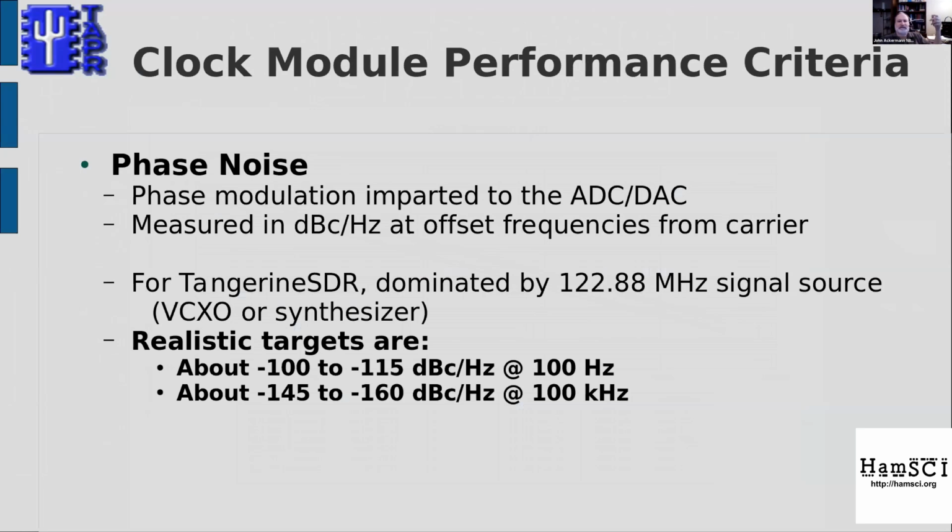In additional performance criteria, which frankly are easier to deal with, are the phase noise, which again is the modulation that's imparted onto essentially the local oscillator. In the Tangerine, that's really dominated by the 122.88 source. And there are realistic targets that we can achieve for about the same amount of money. We can't go much cheaper and have a system that works. That's about minus 100 to minus 115 decibels reference to the carrier at an offset of 100 hertz, and about a noise floor in the minus 145 to minus 160 range. There's not a huge difference in price between the better and worse points, but there are differences in capabilities, and we'll need to make some decisions about what is the minimum phase noise that's required. But that's a much simpler issue than the frequency stability issue.